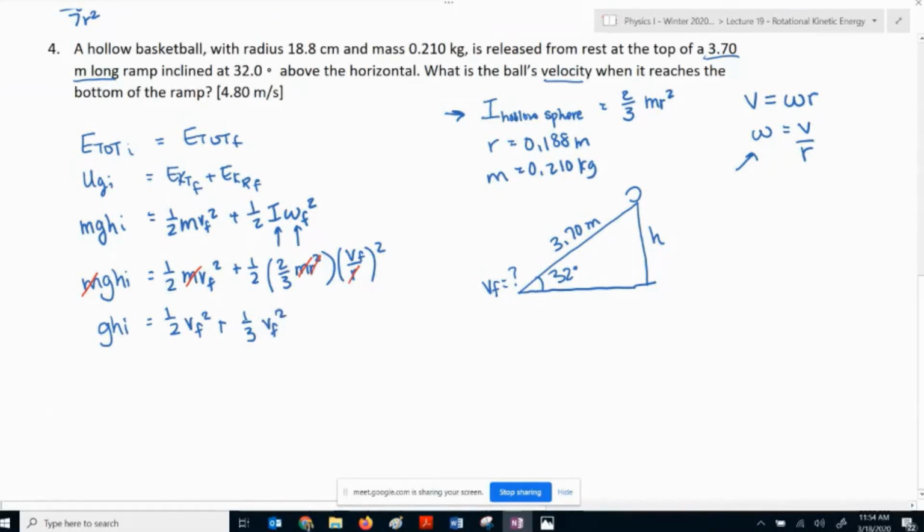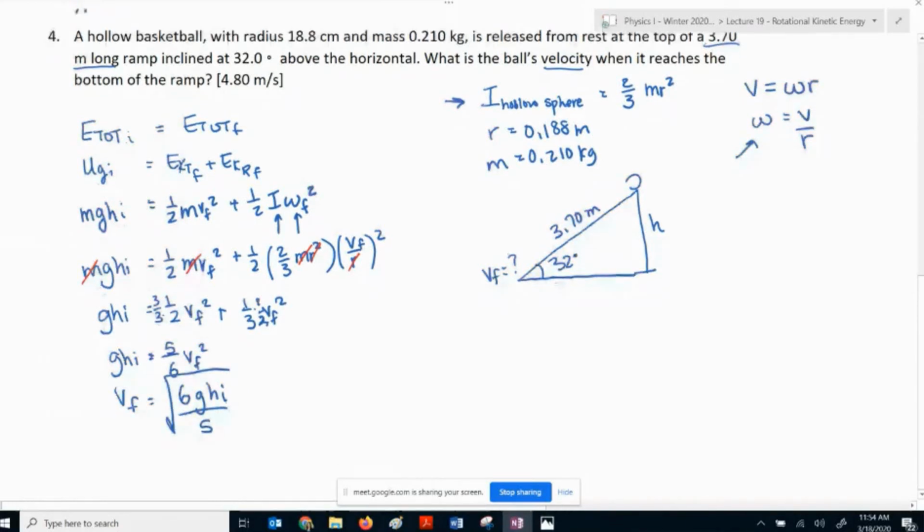And then we can collect like terms. So we have 1/2 v final squared and 1/3. So we can multiply one side by 3/3 and the other side by 2/2. So we have 3 plus 2, so 5/6. And now we can solve for v final. And then we can plug in.